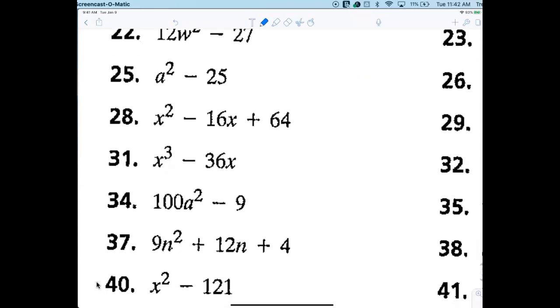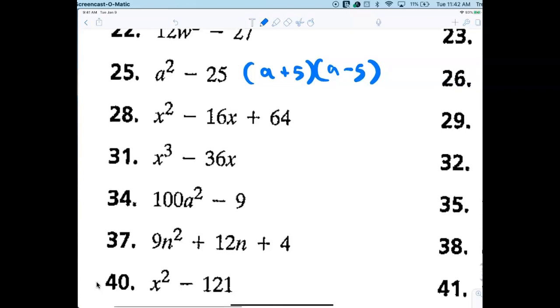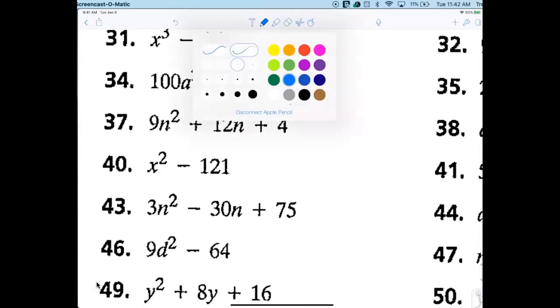Someone else be brave. Go. A and A, and then plus 5 and minus 5. What if I said minus 5 and plus 5? Same thing. Beautiful. Now I want you to go to 34.